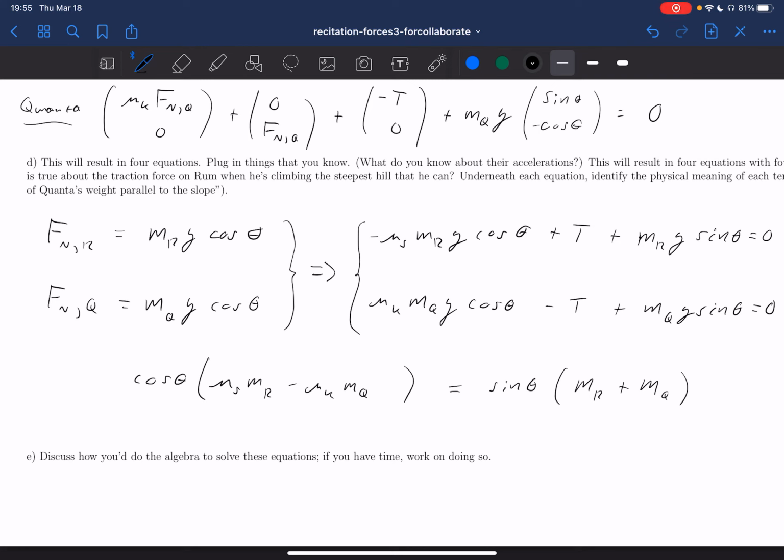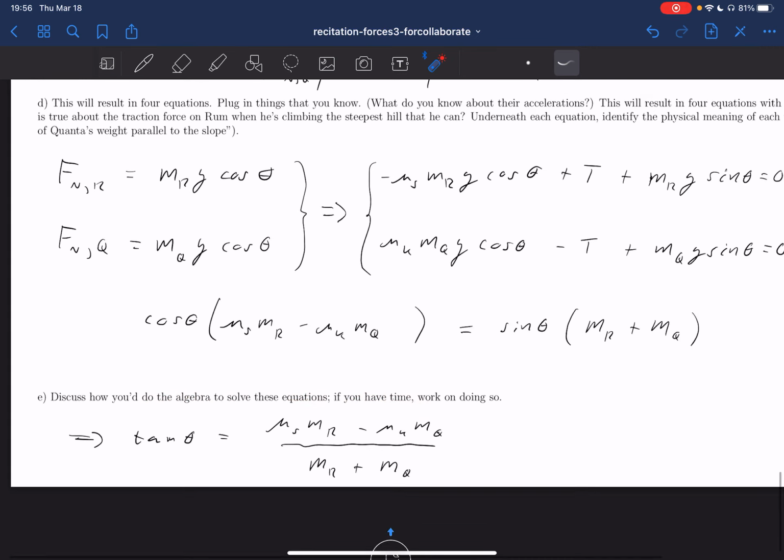Okay, so then we can divide sine by cosine and m_r plus m_q, and sine over cosine is tangent. So this is going to give us tan theta is equal to mu s m_r minus mu k m_q over m_r plus m_q. And with this, you can find theta as the arctangent of this. And we know all these things because they were given to us.